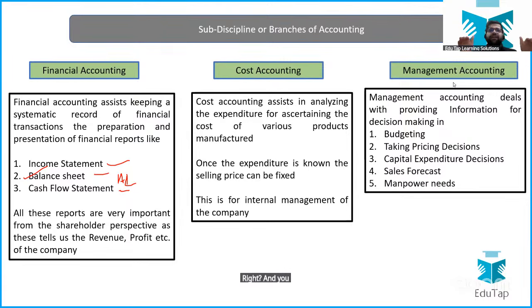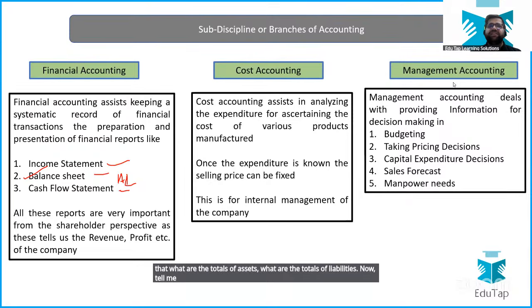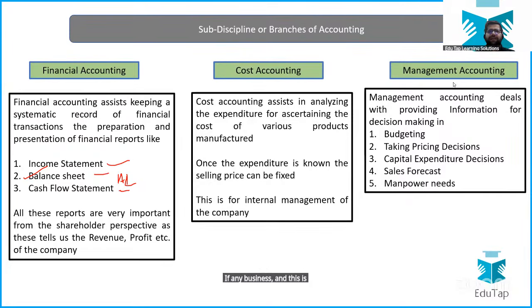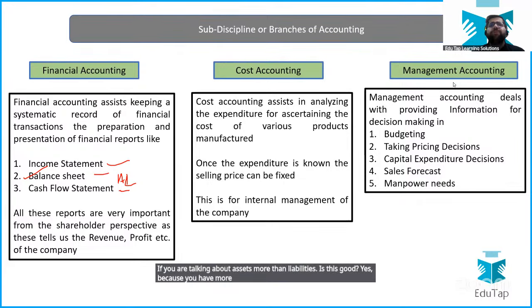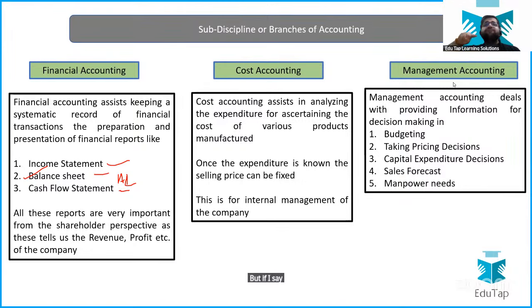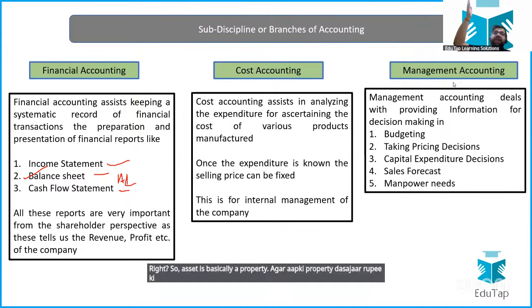And you try to check the totals of assets and the totals of liabilities. Now tell me, if in any business, and this is very basic, assets are more than liabilities, is it good or not? Is this good? Yes, because you have more property than your obligations. But if you have more obligations to pay and less assets, then it's a bad thing. Right, so asset is basically your property. If your property is 10,000 rupees but you have a loan of 1 lakh rupees, then you cannot say that you are in a good situation.